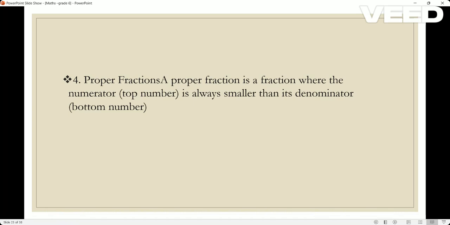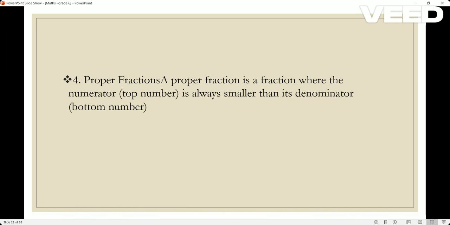Now think, the denominator is 10 and the numerator is 5. We can take that. If the denominator is 9, the numerator is 1, we can tell that. If you write the numerator as 36 and the denominator as 12, it is not a proper fraction because the numerator is larger than the denominator.